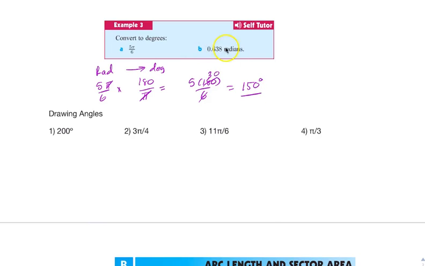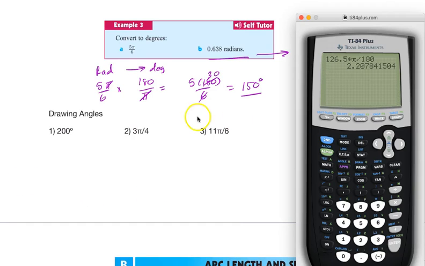And then we have one where we have a decimal in radians. Just like last time, don't try to be a hero. If we're going from radians to degrees and it's all decimals, just use a calculator. 0.638. Again, I think about, okay, radians, I get rid of the pi, even though there's not a pi here. So it's my mentality. So it's 180 over pi. Plug that into my calculator. So we're just going to do 0.638 times 180 over pi.